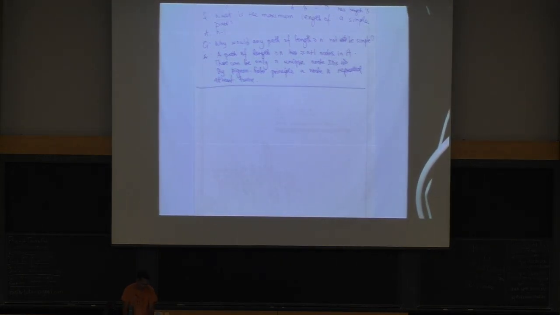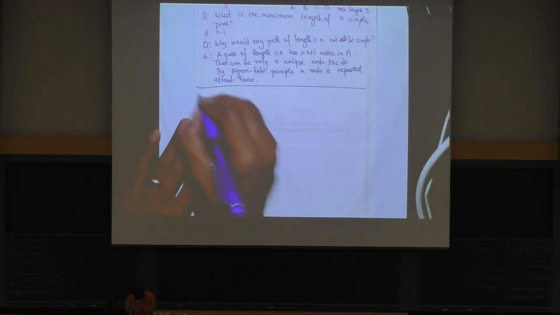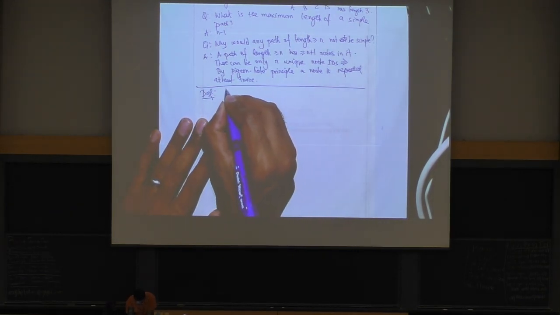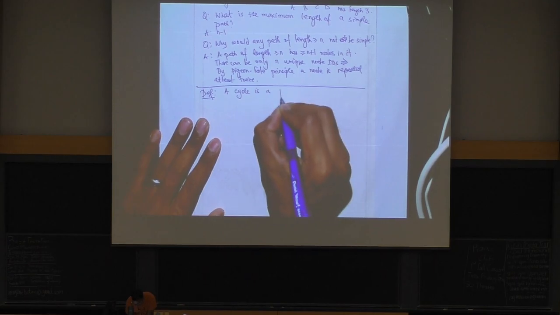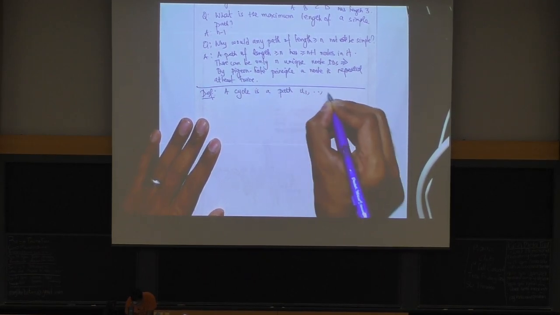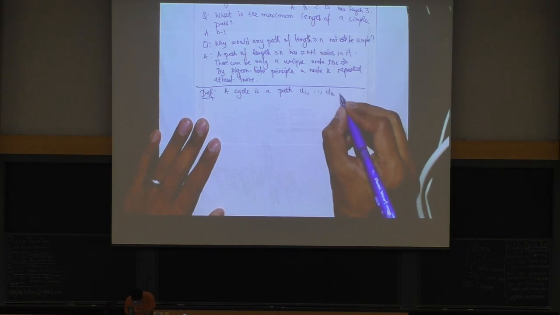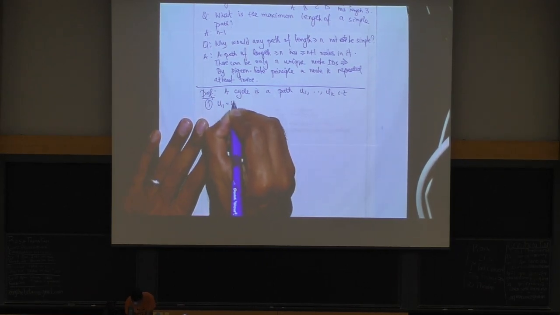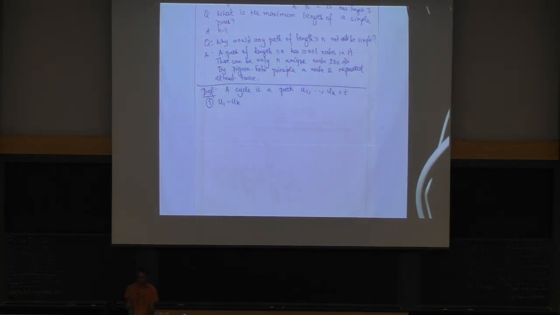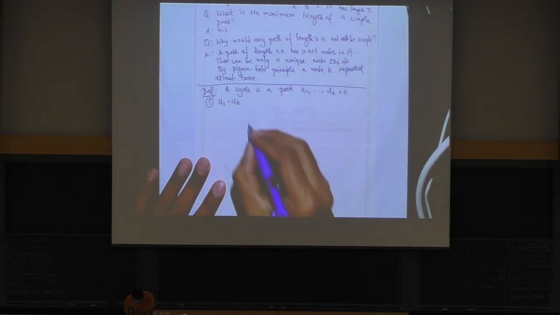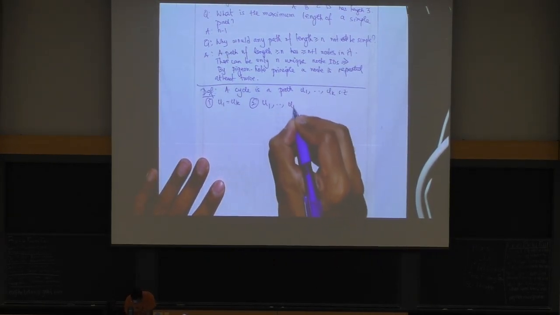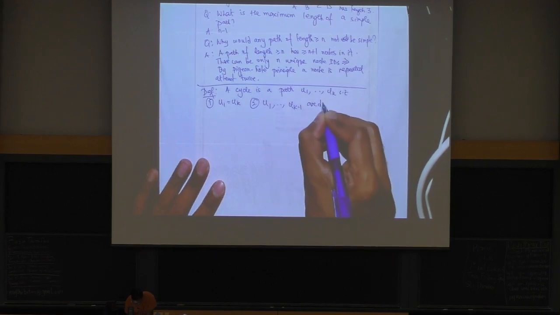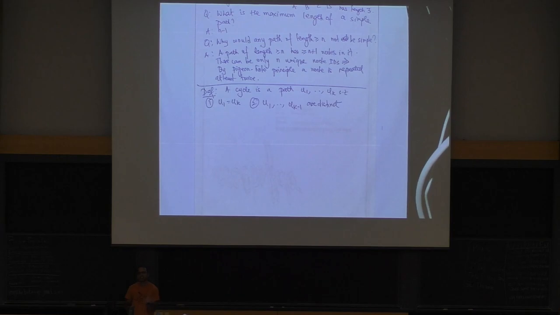So, fun detour into the pigeonhole principle, and now we're back to definitions again. The next thing we're going to define is a cycle. A cycle is a path U1 to UK such that the first and the last vertex are the same, because you have to come back where you started. It also has to be the case that the first k minus 1 are all distinct. So the only repeat that happens in the path is the first and the last, which are the same.